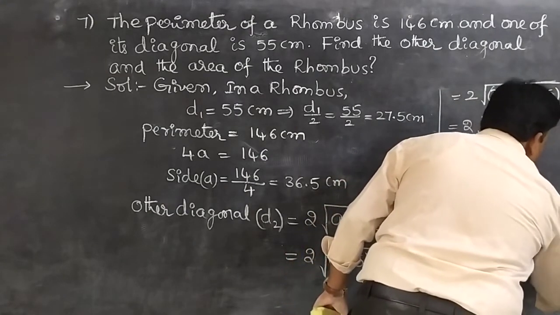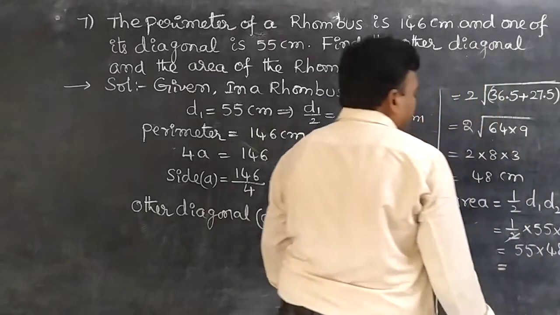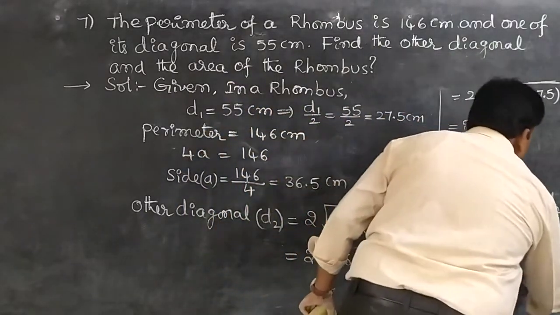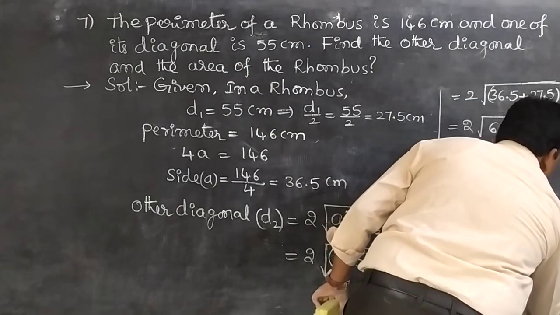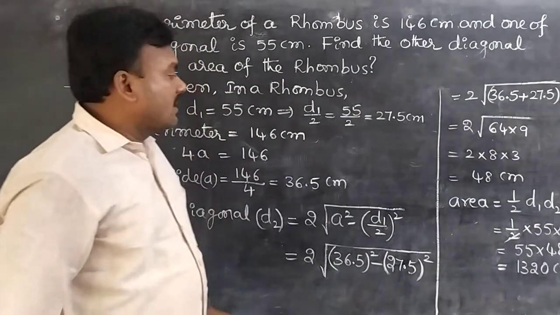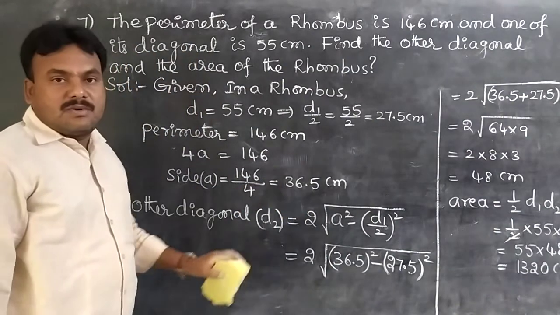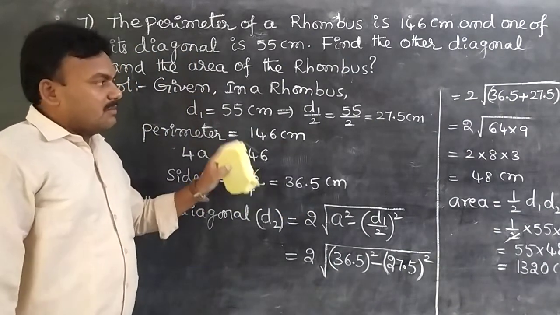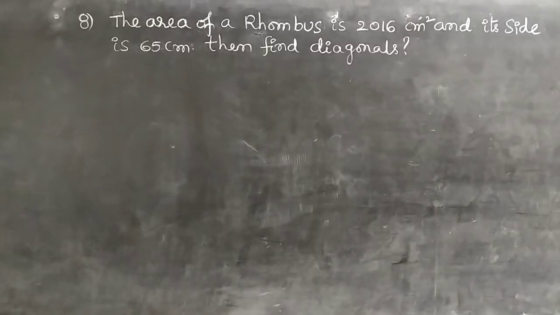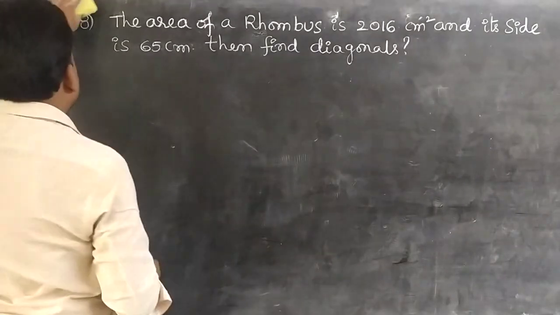So finally this value equals 1320. So this product value is 1320 square centimeters. This is the solution of the given problem, students. All of you must analyze and practice carefully. Right, so analyze the problem, students, carefully.